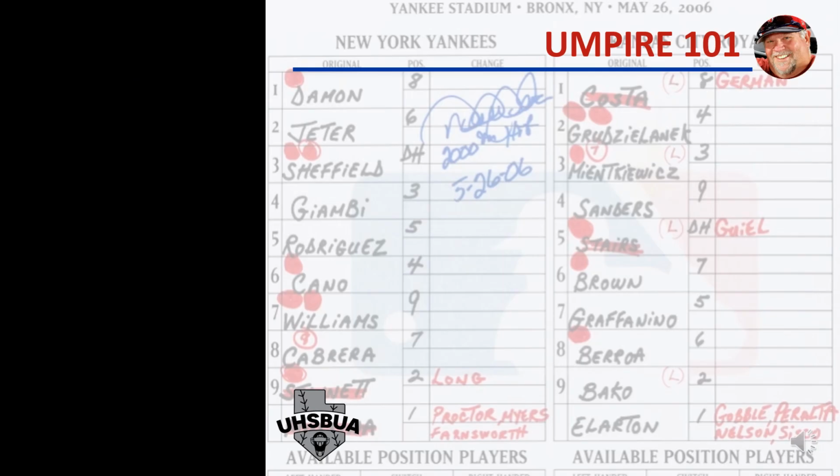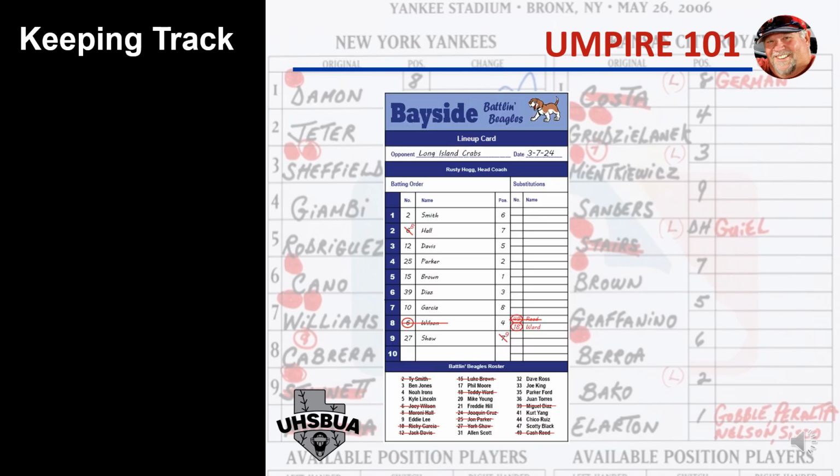NFHS rules require the plate umpire to keep track of courtesy runners and report their entry in the game to the official scorer. So let's discuss how to use the lineup card and the game card to manage courtesy runners. Suppose our catcher, number 25, Parker, smacks a 2-out double off the wall in the first inning, driving in number 8, Hall. Coach Hogg sends in number 4, Irons, as a courtesy runner.